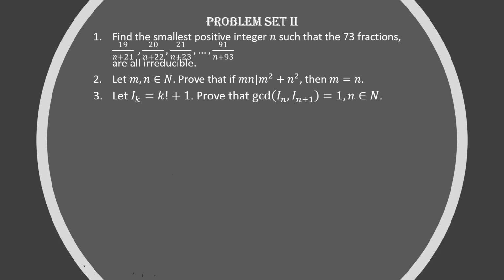Why is this wrong? How can you imply it? See, mn divides m plus n. That's why I want you to write that step. If mn divides m plus n, what happens? I want you to write a detailed step.